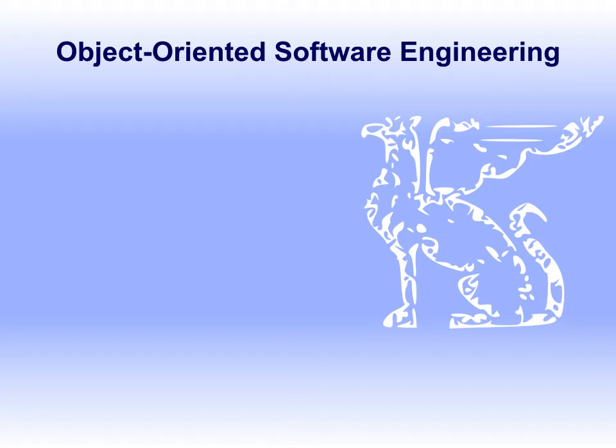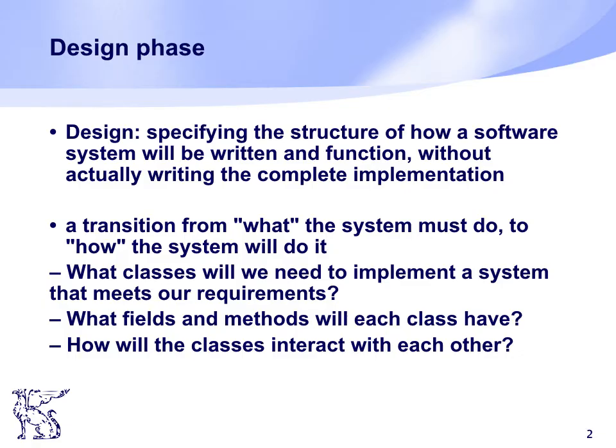Hello everyone. So today we will start our chapter 5. So that's object oriented software engineering. So we will do it in design phase. I hope you remember what the design phase is. It's actually the second phase of a software engineering life cycle.